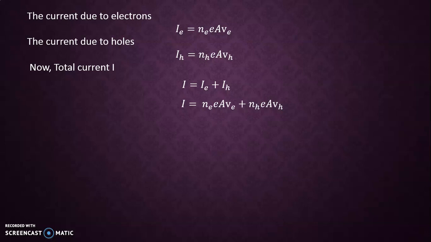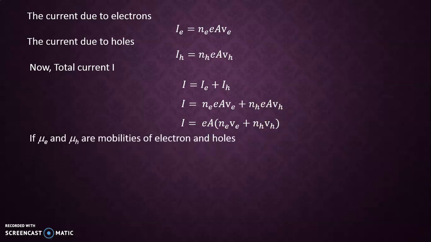Now, in this equation, what are the common terms we'll take separate? In both equations, e into A is common. So we take it outside, and what remains is n_e v_e plus n_h v_h in the bracket.